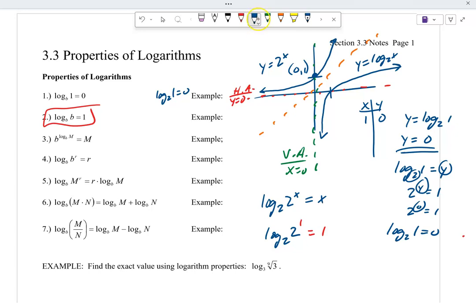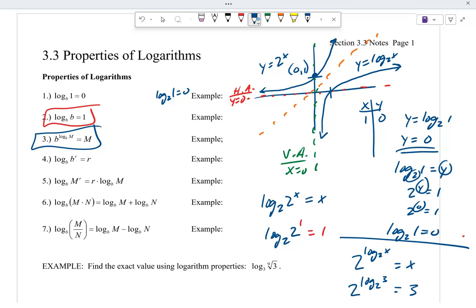And it goes the other way around as well. If I go 2 to the log base 2 of x, it'll also spit out x. So 2 to the log base 2 of, let's say, 3 would be 3. So that's that one right there. Fourth one, log base b to the r. Again, they undo each other. That's just r, all right?